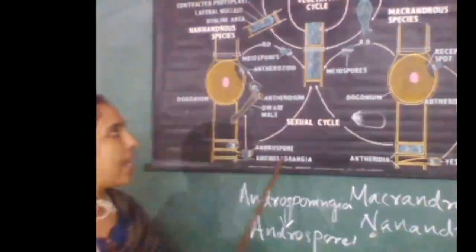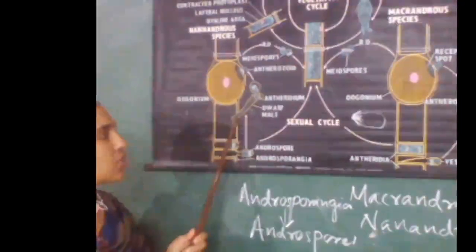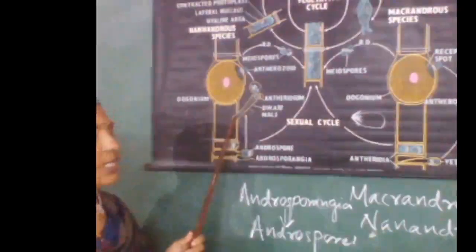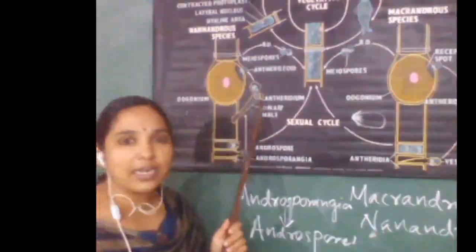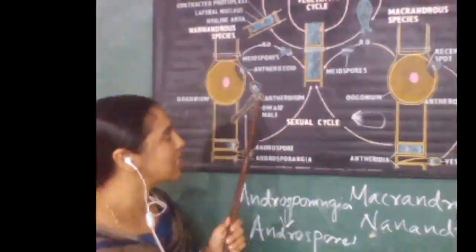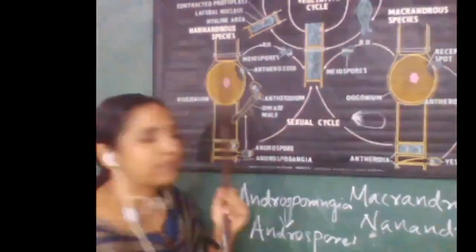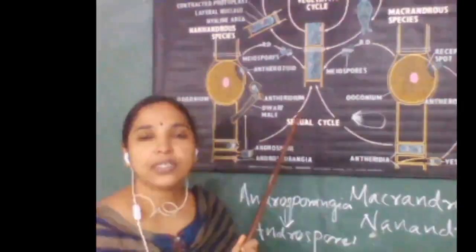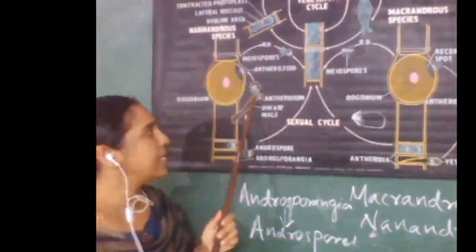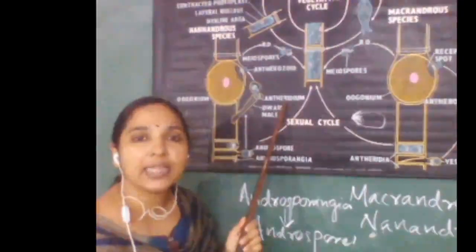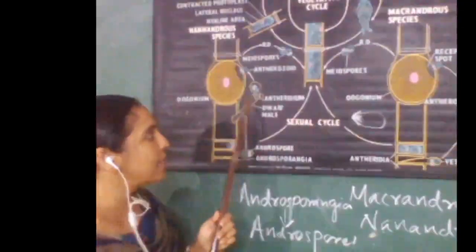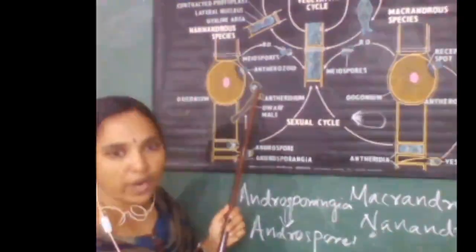Nanandria is a small structure like this, a dwarf male, a small structure that contains at its tip a structure known as Antheridium. At its tip, a stalk and a tip only, the tip contains Antheridium. This Antheridium produces androzoids. Clear?